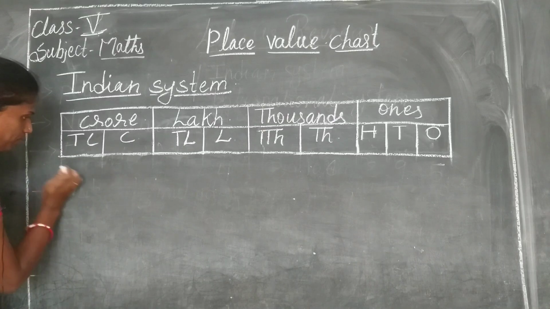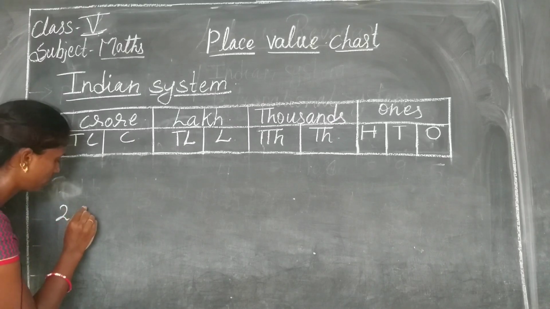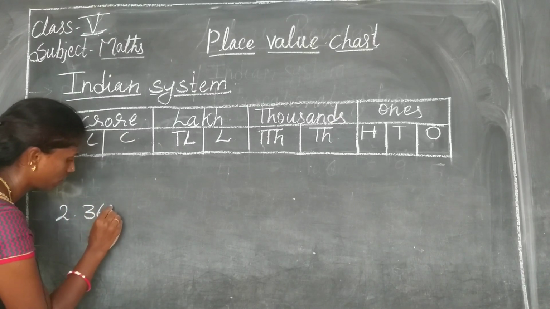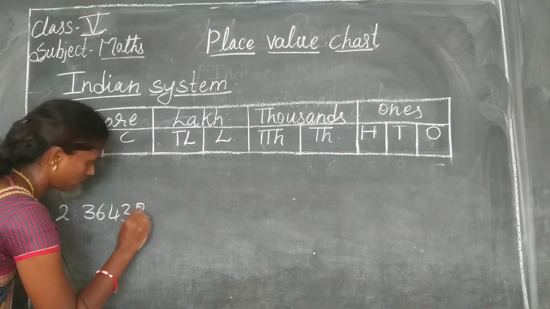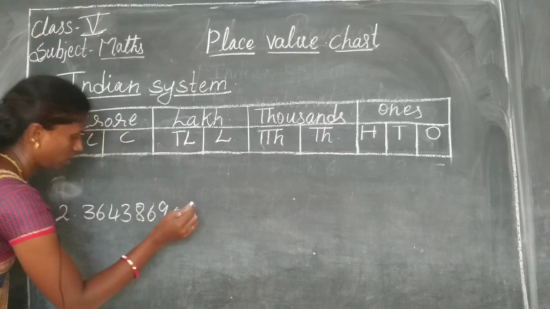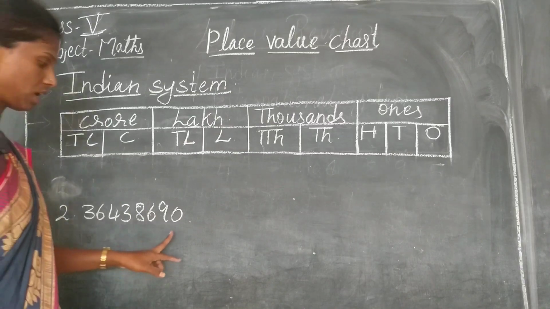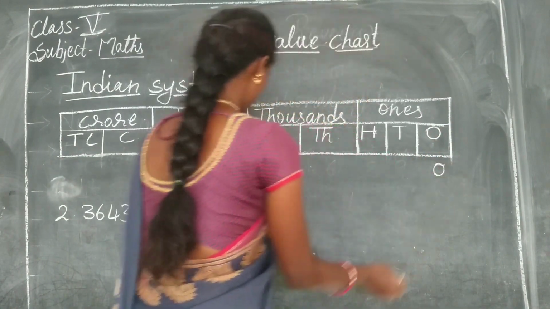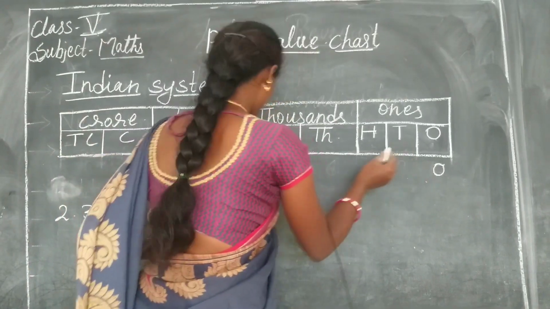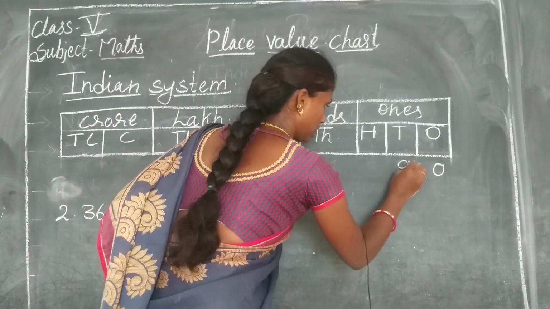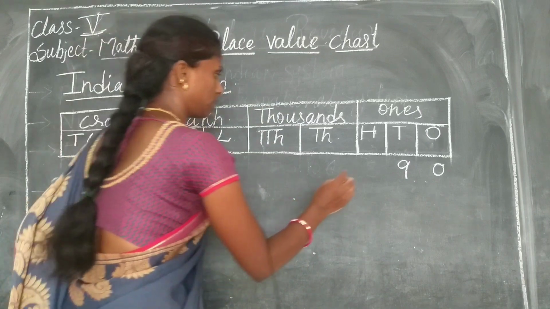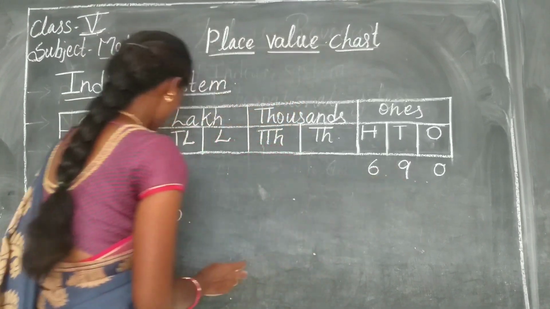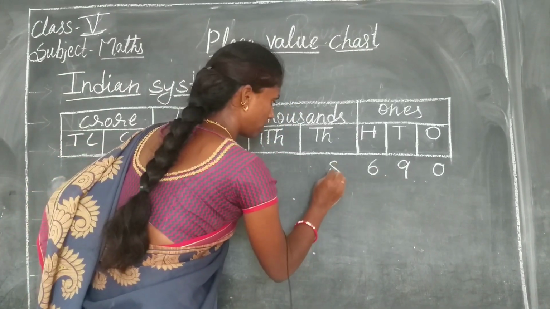Second example. Let us arrange these numbers according to the place value. Always we have to start from the right. Here 0, we have to arrange in ones place. The next number is 9, we arrange it here. The next number is 6, we arrange the 6. The next number is 8, we arrange here 8.